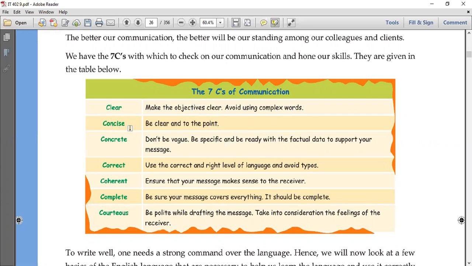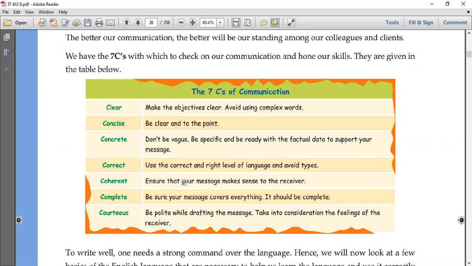Concise, concise means to the point. लिखो, क्लियर लिखना है, पूरी कहानी नहीं लिखनी. Always write to the point and it should be clear. Concrete means don't be vague, don't be imaginary. Use specific and factual things to support your message. Right? So factual चीजें होनी चाहिए, imaginary चीजें नहीं लिखनी है. It should be correct. Whatever you're writing, the level of language should be correct.